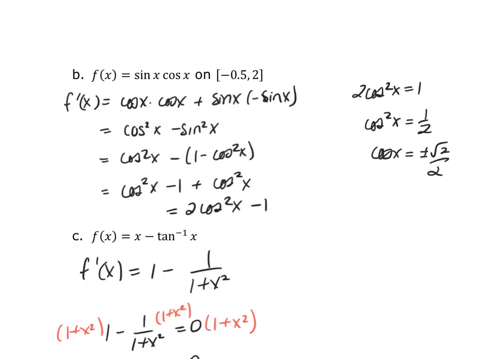All right, so let's take a look at B. We're going to do the product rule. When we do the product rule, we get cosine x, cosine x. I'm going to take the derivative of sine first. So the derivative of sine is cosine multiplied by the cosine that's already there. The derivative of cosine is negative sine. So it's cosine x plus negative sine x, sine x. So I get cosine squared x minus sine squared x.